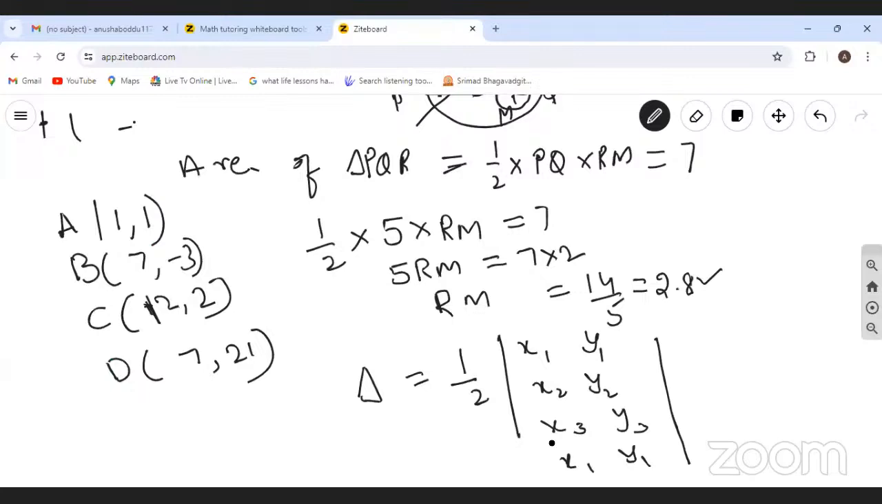x4, y4 is also there here. Sorry, there is x4, y4 also in the formula. And again, you need to continue with x1, y1. Substitute 1 comma 1, 7 comma minus 3, 12 comma 2, 7 comma 21, and 1.